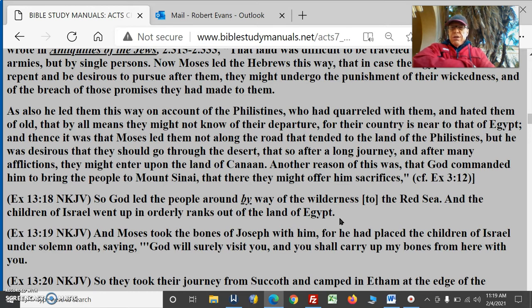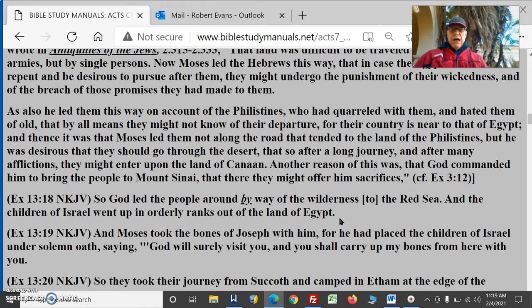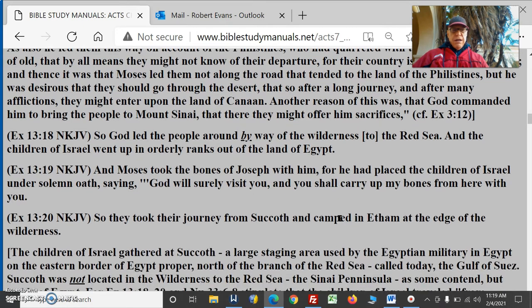And thence it was that Moses led them not along the road that tended to the land of the Philistines, but he was desirous that they should go through the desert, the wilderness, so that after a long journey and after many afflictions, they might enter the land of Canaan. Another reason was that God commanded him to bring the people to Mount Sinai, and there they might offer him sacrifices. And that was in the Midian area.